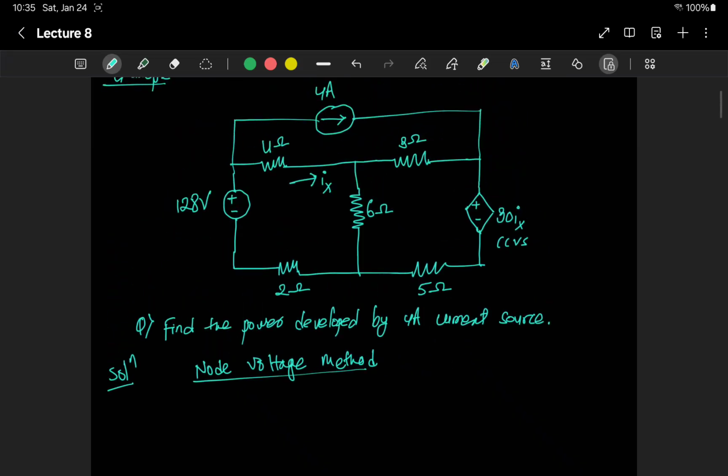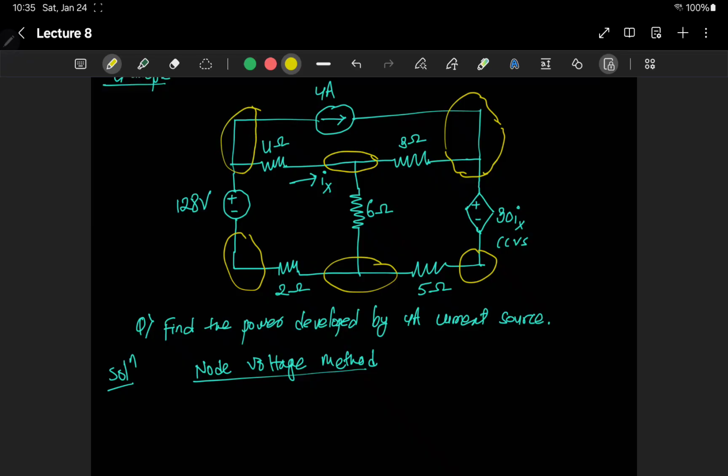First one is, how many nodes do you see in this circuit diagram? If you guessed 6, that is correct. We have one node here, another one here, this is 3, this is 4, this is the 5th node here, and this is the 6th node here. So we have 6 nodes.